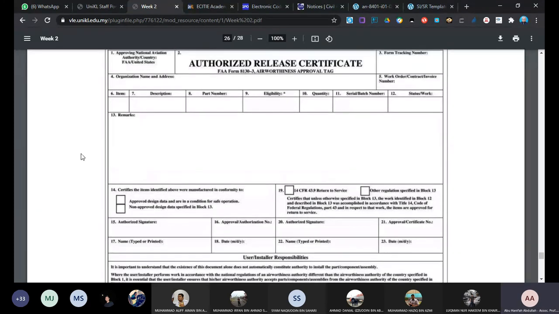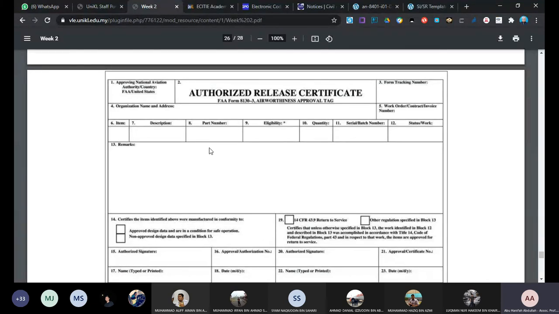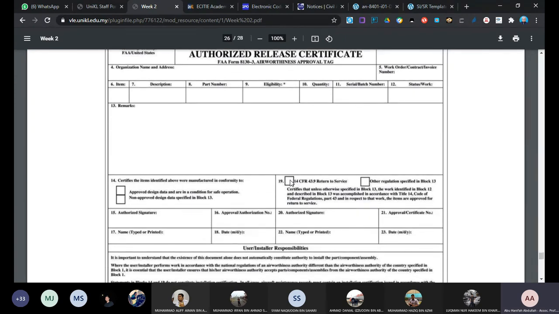Okay, so this is example releases. As you complete the repair, the mechanic will sign off the work using the authorized release certificate, and they will notify that the repair has been embodied according to the EO or whatever information you give to the mechanic. So your information, your design, will be quoted somewhere in this document, and that's why you are still liable for it, because however they embody the repair on the aircraft will be traced back to your design.